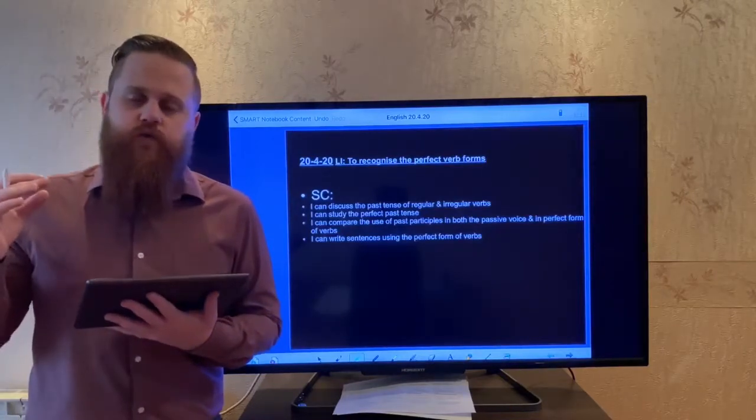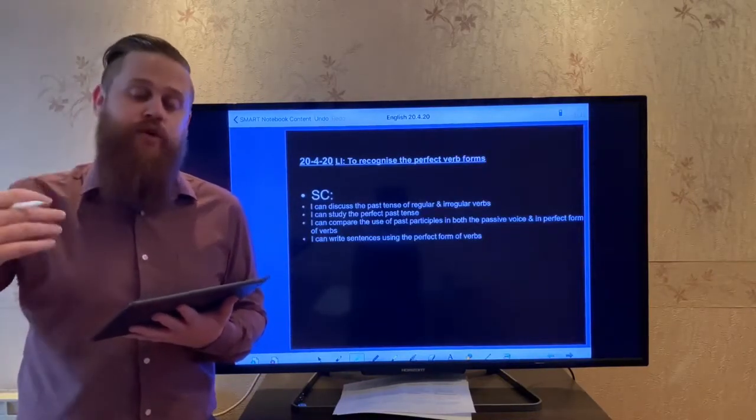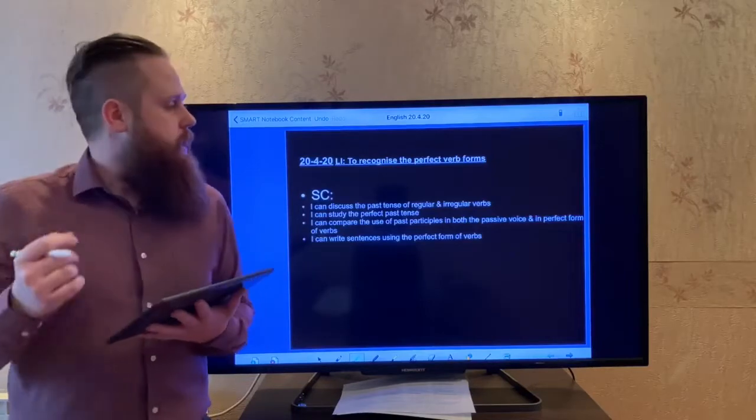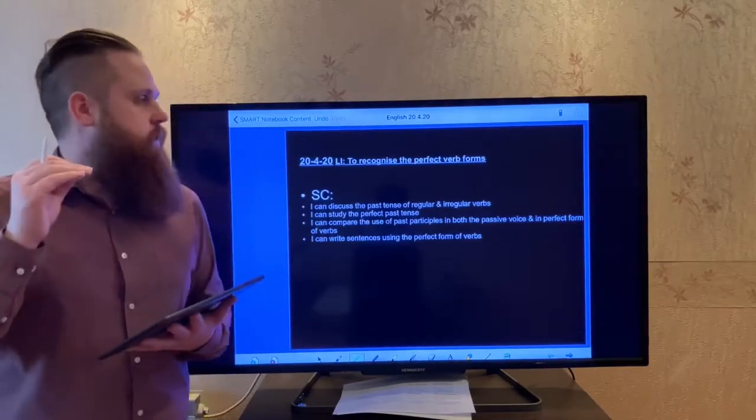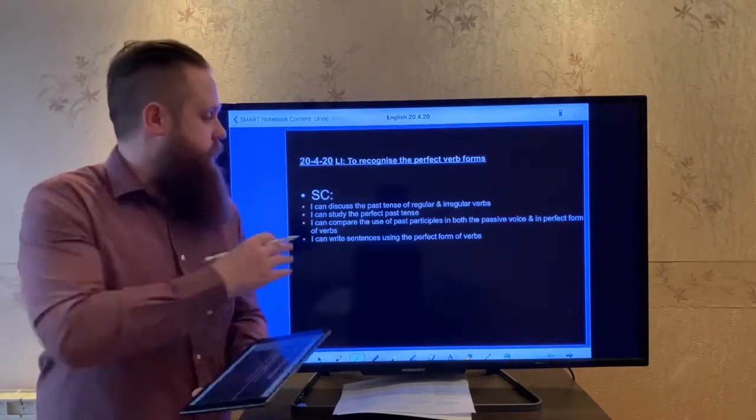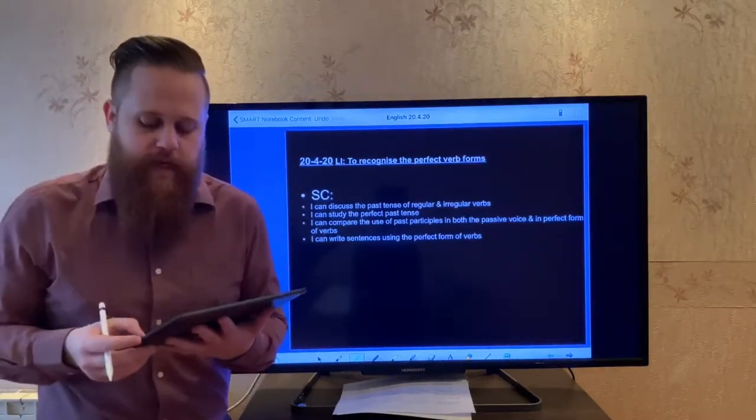Now, last week we were looking at chronological reports and we're going to continue looking at those this week. Our session for today is to recognise the perfect verb forms, okay? You can see your success criteria just here.